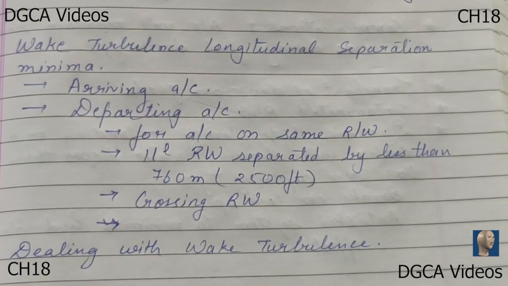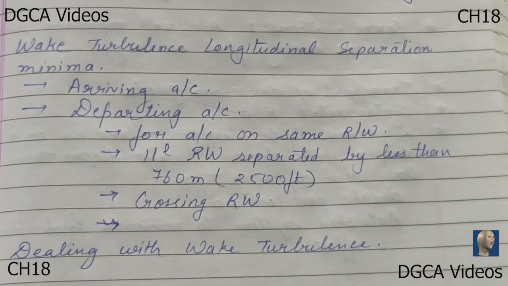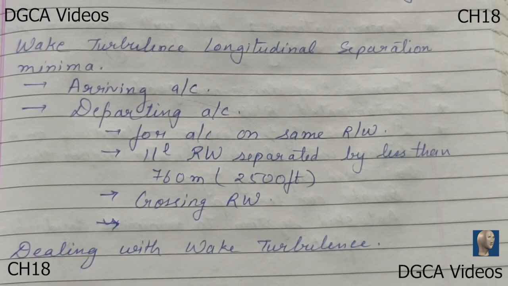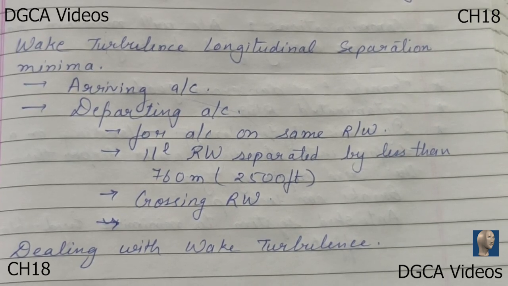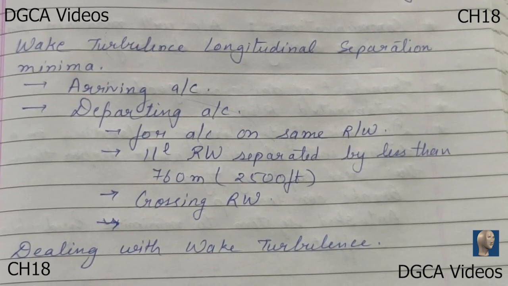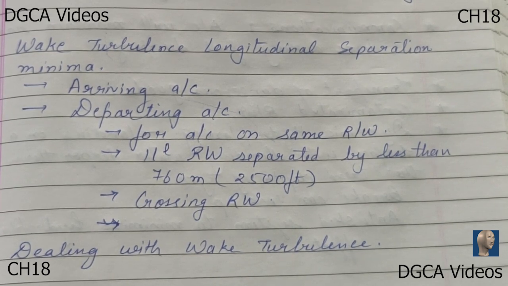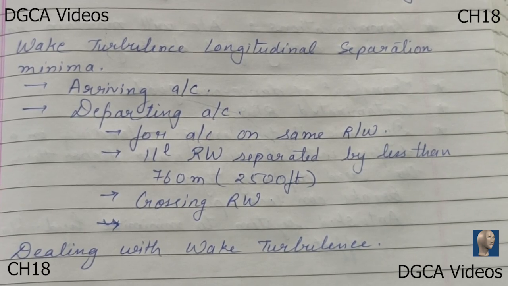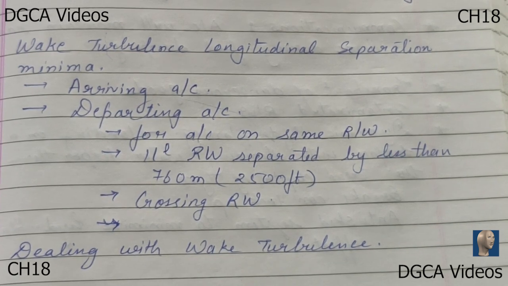Last part of wake turbulence, dealing with it. So how do you deal with it? You need to make sure that you are maintaining proper minima, and also you have to be either above the glide slope to avoid the wake encounters, or stay where you are behind the larger aircraft if you're following, right? So these are the 2 important things that you need to keep in mind. Otherwise, a lot of small points are there, but these are the 2 major things that you need to take care of.